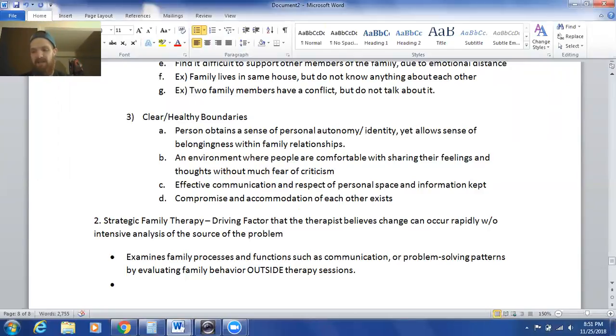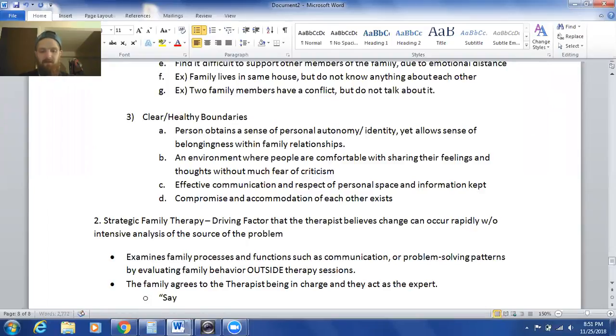So if you remember task centered, this is right up the alley of it, but just on a family. So the family agrees to the therapist being in charge, and they act as the expert. So basically, say as I do.